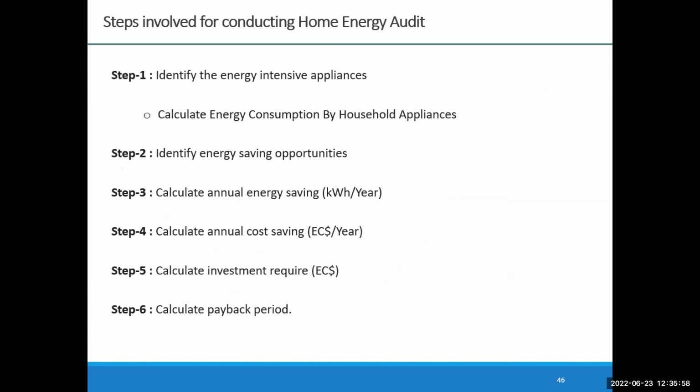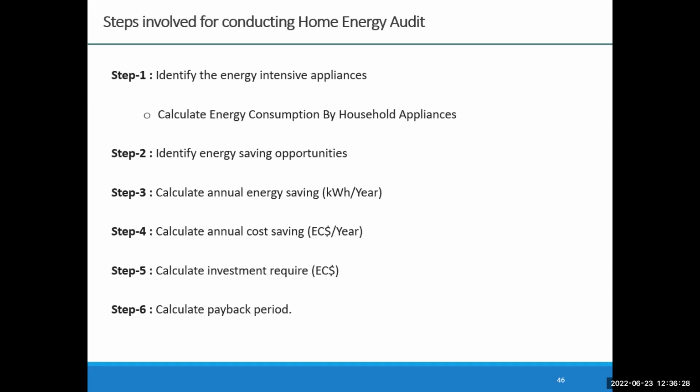These are the 6 steps to be followed under the energy auditing methodology for a household. The same methodology can be used for small commercial applications, but for industries it will be more in-depth. With respect to household systems, we will see these 6 steps. The first step is to identify the energy intensive appliances.